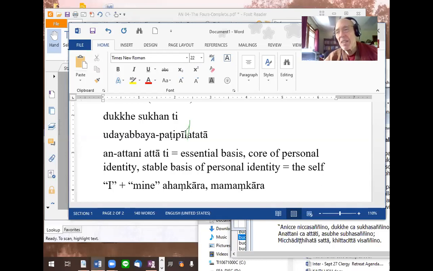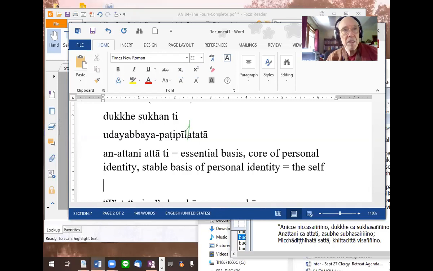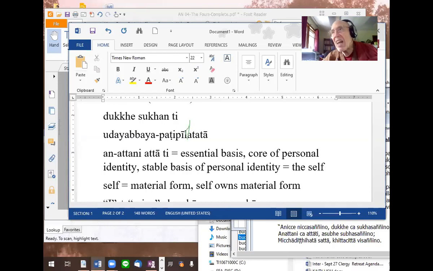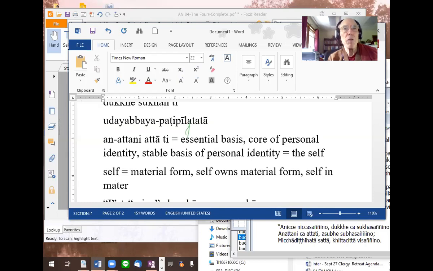So we say, what is the self? Either the self is material form, some take the body to be self, or the self owns material form. The self is sort of inside or in the background, and material form, the body, belongs to the self. Or else we say that the self exists in material form.